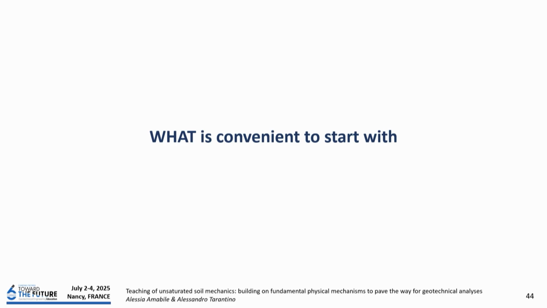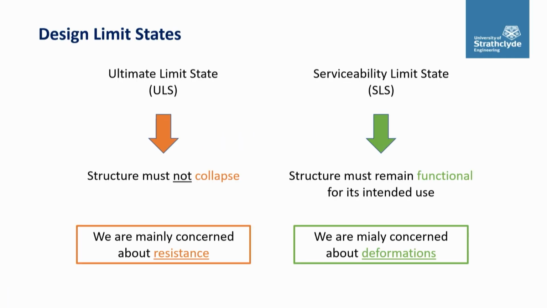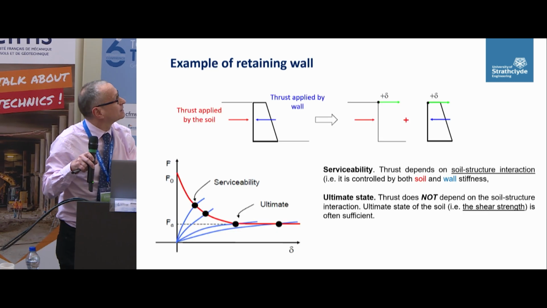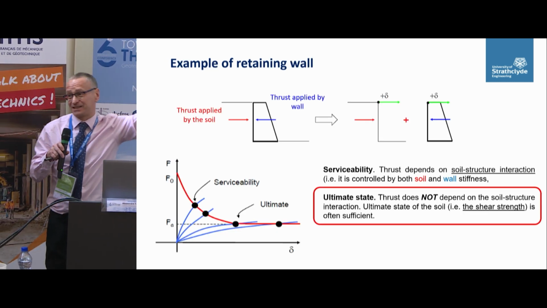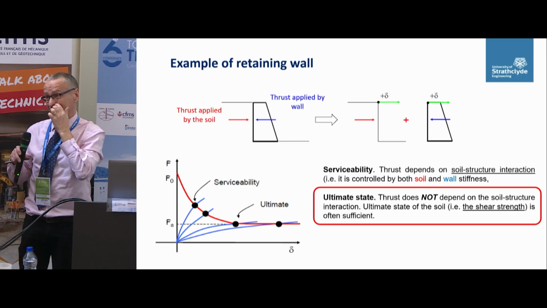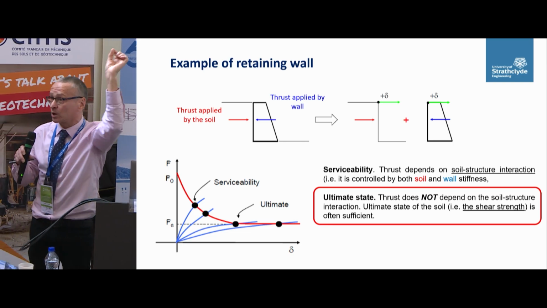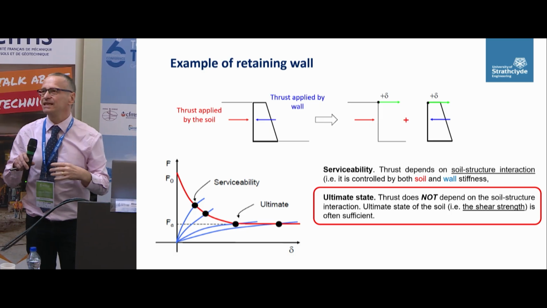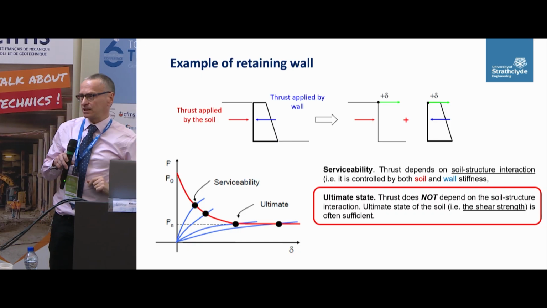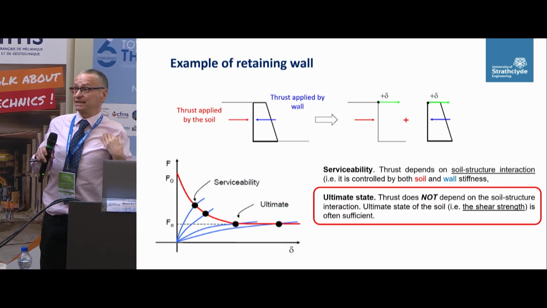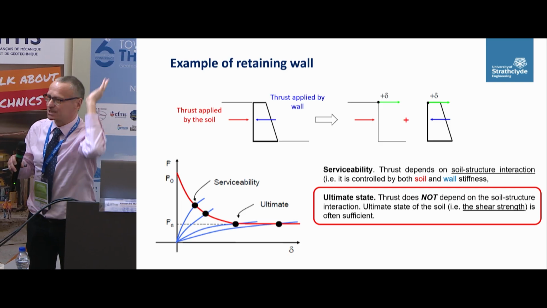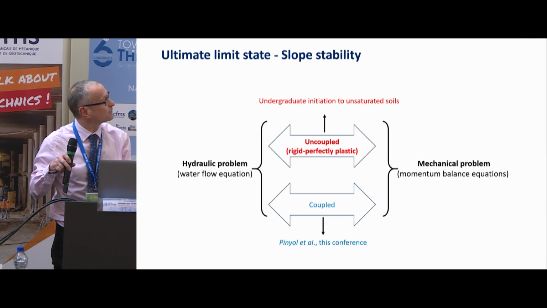What is convenient to start with? When we are leaving soil mechanics and we are moving to geotechnical engineering, this is what we deal with. We are never starting from the serviceability. We are starting from the ultimate state for 2 reasons. First, because it's the first box that you need to tick. Second, most of the cases we can deal with by just looking at the shear strength. And this is what we do at the undergraduate level, and I think this is what everybody does as a first step. Then, in advanced courses, we are making things more complicated.